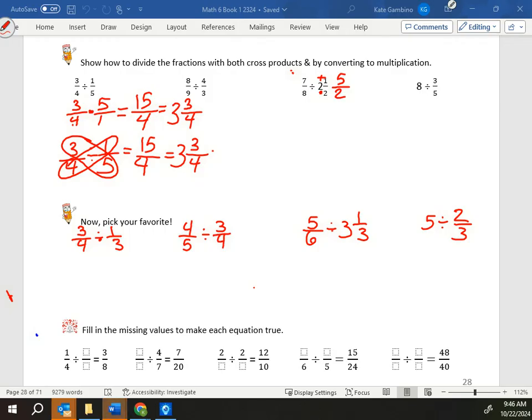On the bottom, it says fill in the missing values to make each equation true. So you'll have to work backwards. If it's 1/4 divided by a fraction equals 3/8, what fraction would we divide by to equal 3/8? How do you think we would solve that first one? Bennett?